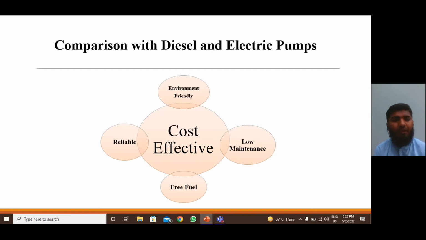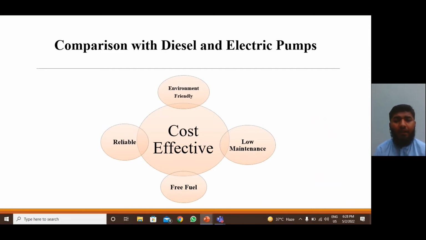It is more reliable. There is no use of fuel in this system, because the only fuel used in this system is the light from the sun, that is a renewable energy source. So it is a fuel free system. Because it is a fuel free system, there is no use of lubrication in this system, and there is no wear and tear in these systems. So a low maintenance cost is required in this system.